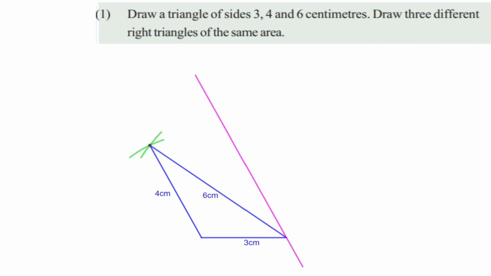Now draw a line through that point. So this is the line parallel to the 4 centimeter side. Now from one end of the 4 centimeter side, take 90 degrees and draw a line. Mark the point of intersection. Join that point to the other end of the 4 centimeter side. So this is the third right triangle. It's a right triangle because we know it is 90 degrees, and the area is the same because the bases are same and third vertices are on a line parallel to the base.